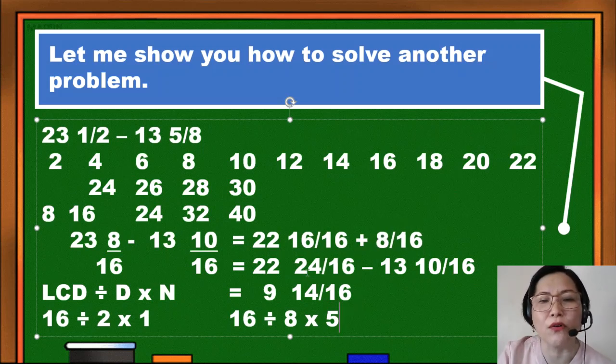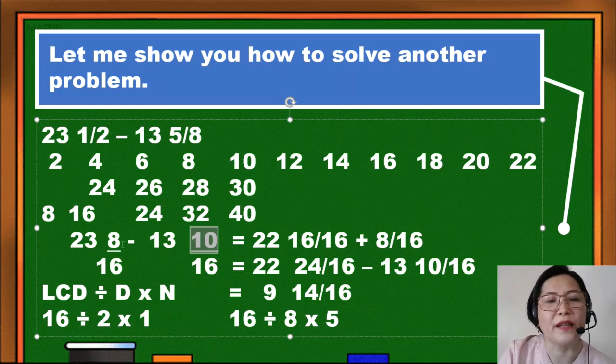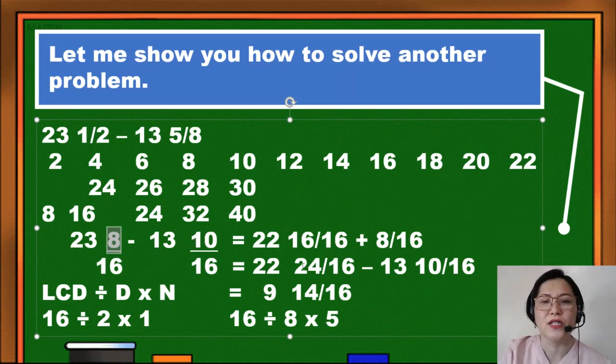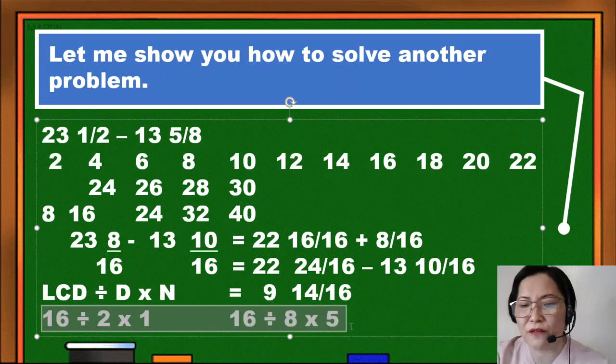Why did we borrow? Because you cannot subtract 10 from 8. That is the case if you cannot subtract the subtrahend from the minuend. The subtrahend is the second number in subtraction. Okay? So this becomes 22 and 24/16 minus 13 and 10/16. So the answer is 9 and 14/16. Now my question is, is that the final answer?